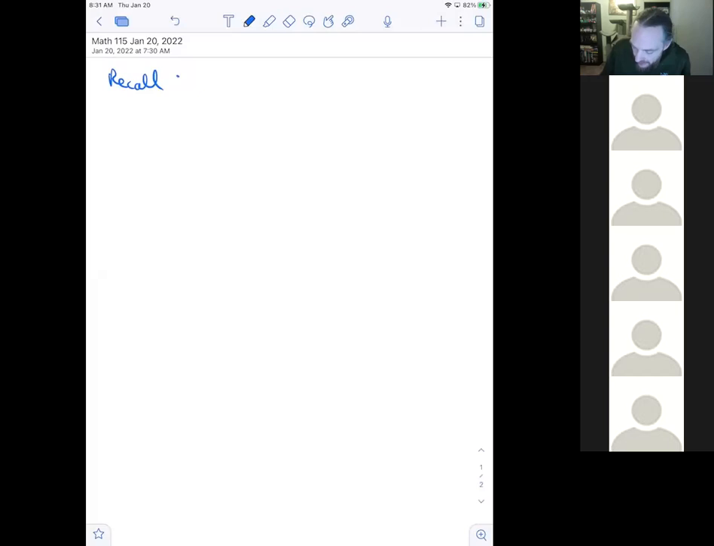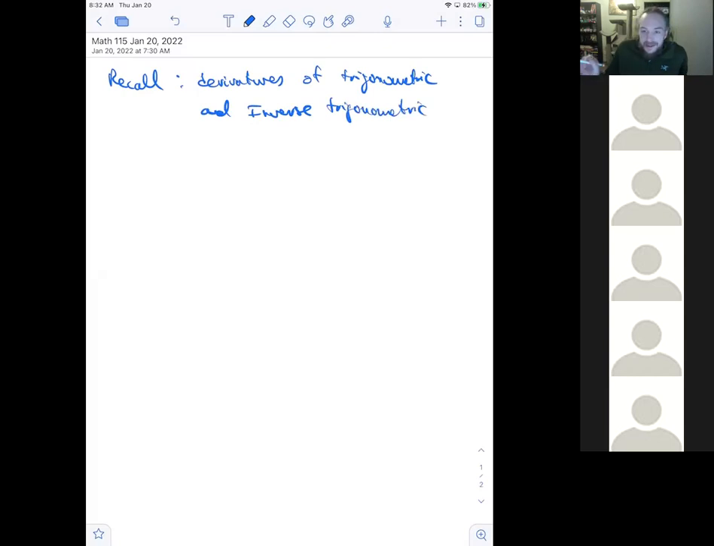So recall last time we did derivatives of trigonometric and inverse trig. And in general, what I'm going to focus on is sine and cos and tan.